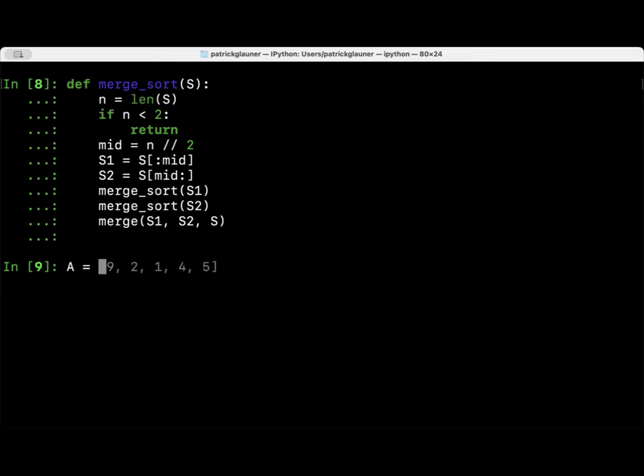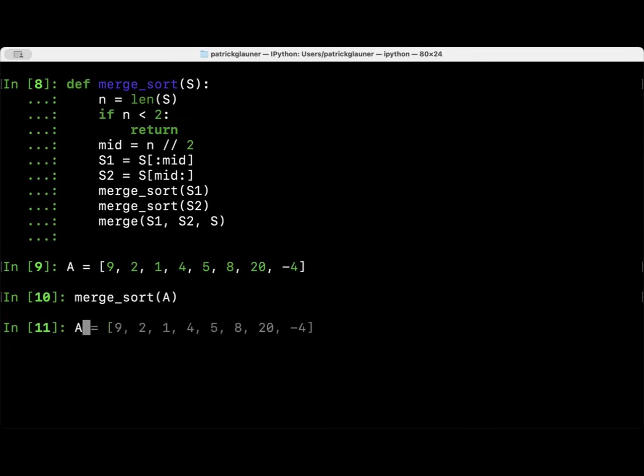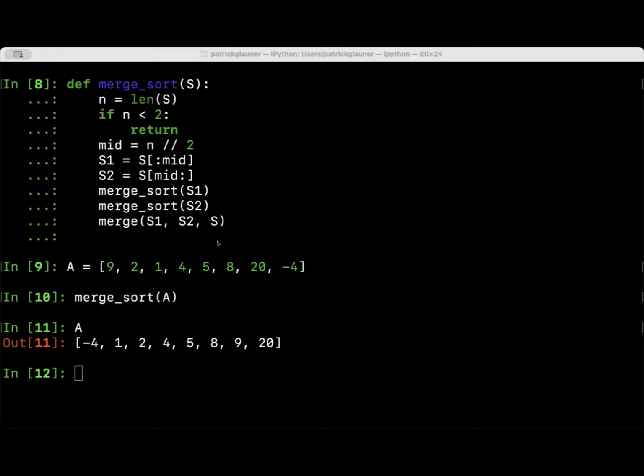We can have a sample data set as before, like 8, 20, -4, something like this. I can run merge sort on this, and you see my A got sorted. Merge sort is super efficient, and you are probably wondering why. I'll show you this now.